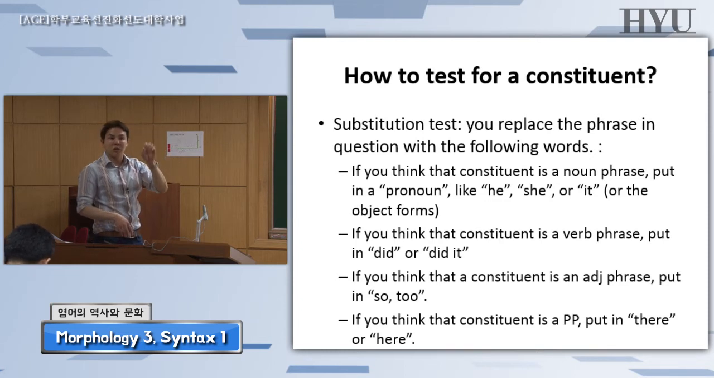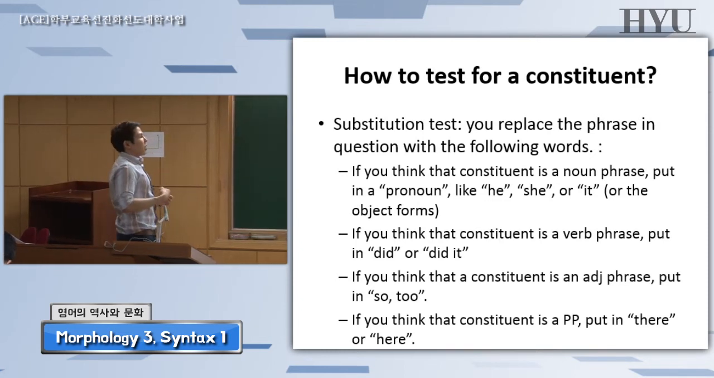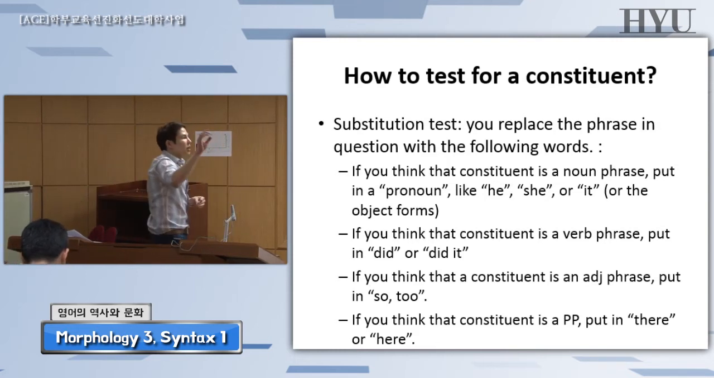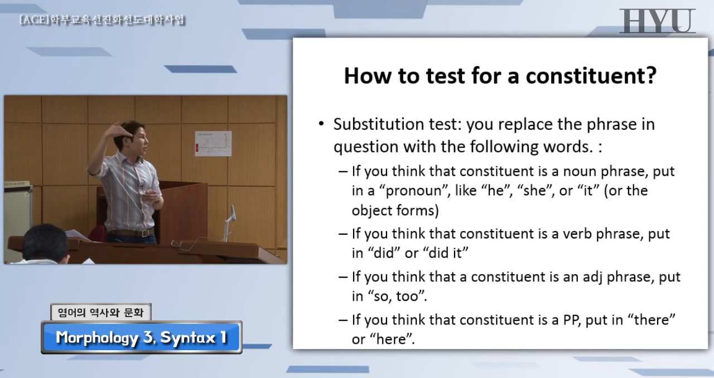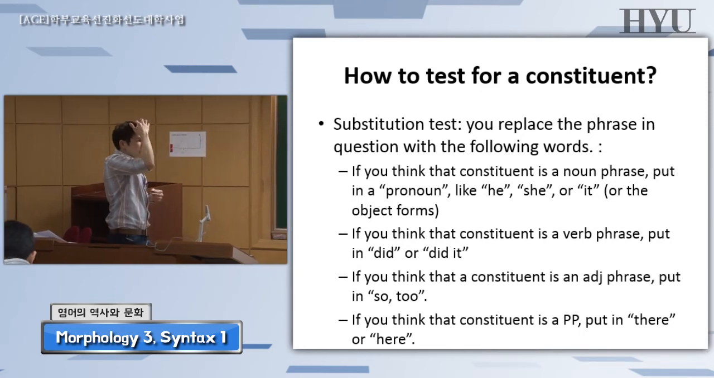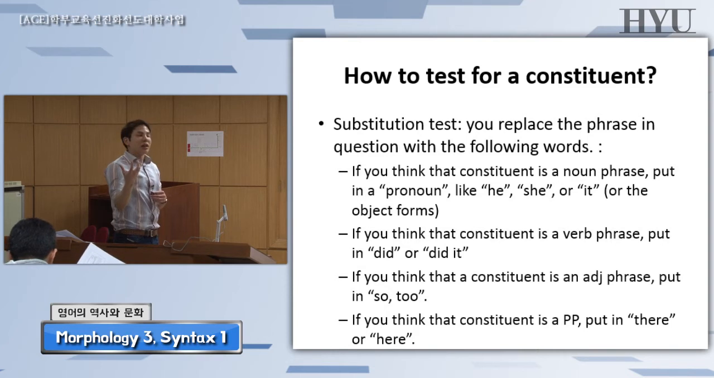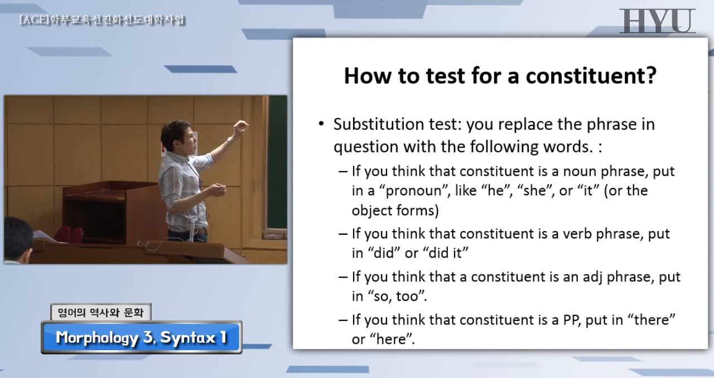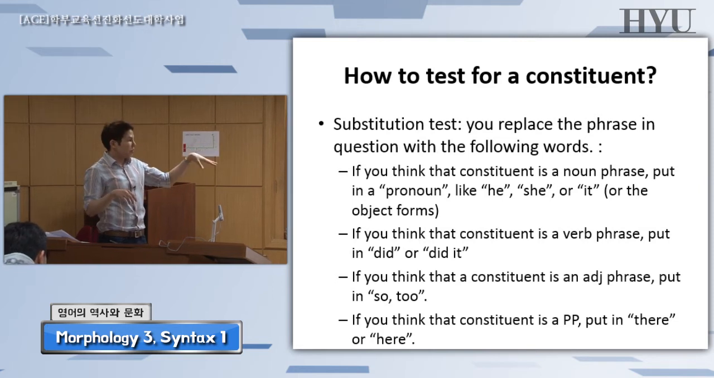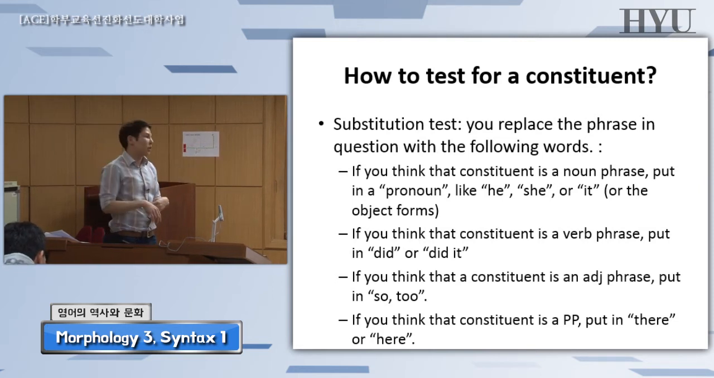So words that go together, we say they go in chunks, right? In constituents. Okay, and we need to recognize constituents because constituents are phrases, and we need to know the structure of phrases in order to build a sentence. So one way to recognize a constituent or a group of words or a phrase is to do substitution tests. Okay? And you replace the phrase in question with different words depending on what type of phrase you think it is.